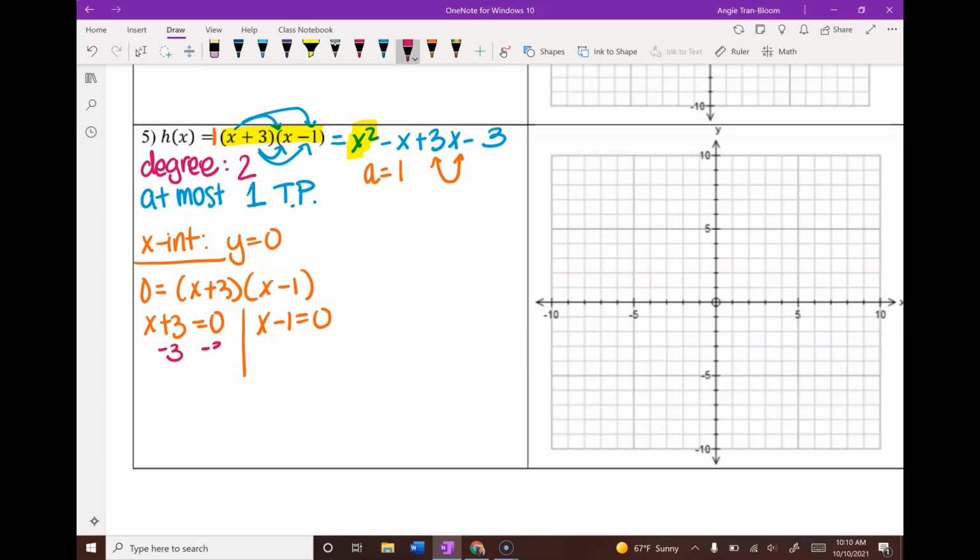So minus 3. The first x-intercept is at negative 3. We can write negative 3 comma 0. Let's plot that right there. And then we're going to add 1 to this side. So the next x-intercept is going to be 1. So 1 comma 0 is the other x-intercept.